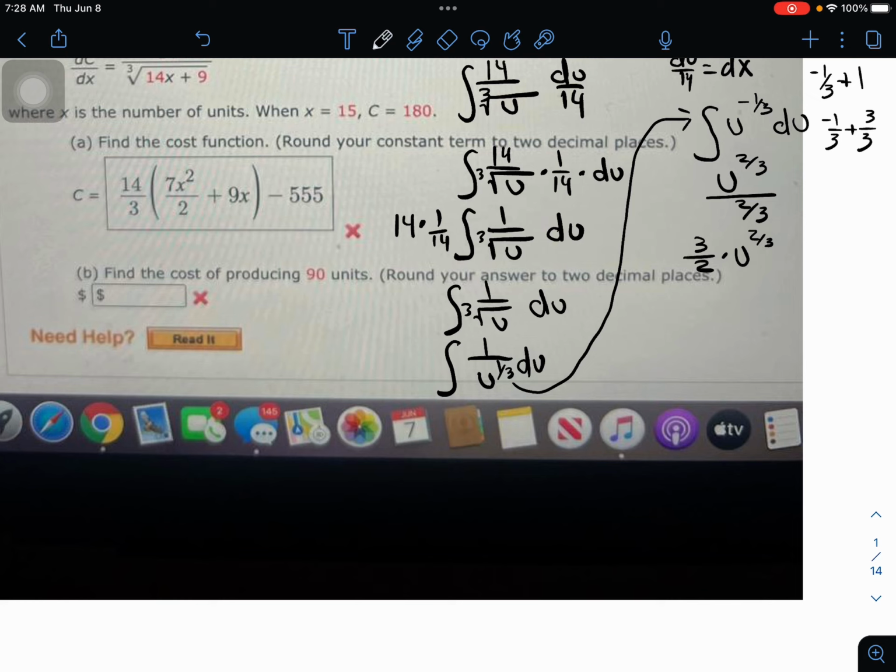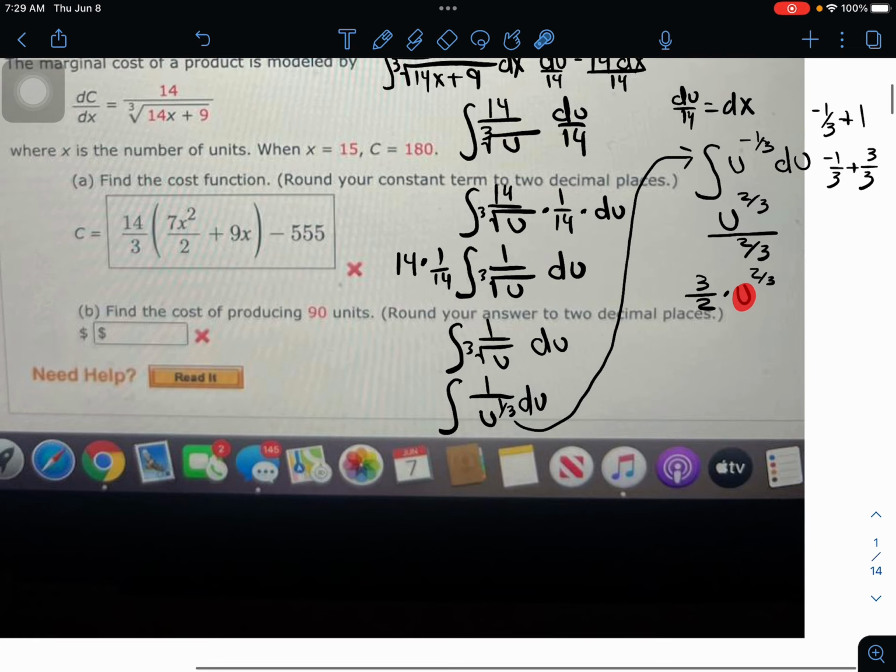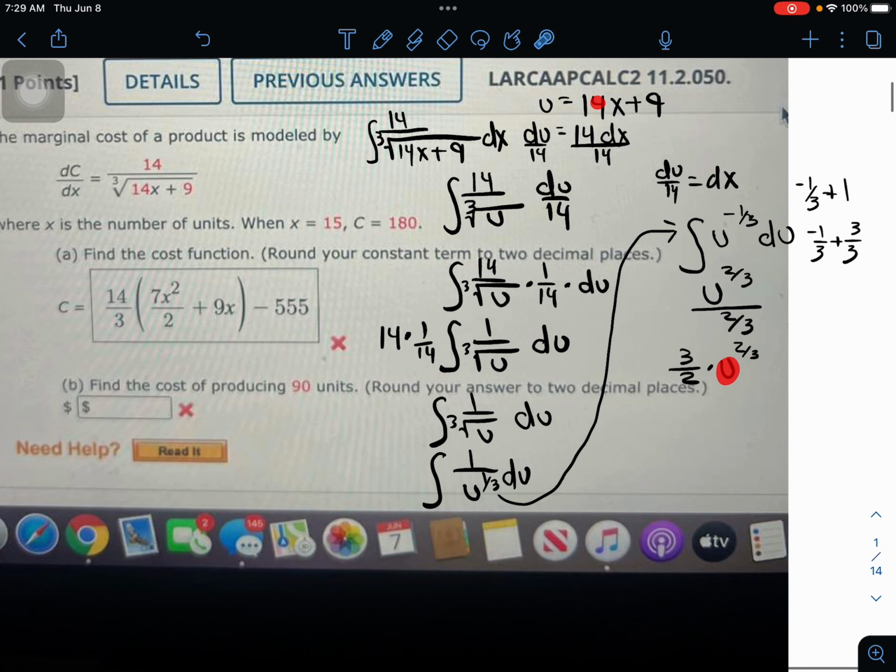We're almost done with this part of it. But I know what the u is, so I'm going to substitute back in for u. You remember from the very beginning of the problem, u, we said, was 14x plus 9. So it's going to be 3 halves, it won't be u anymore, it's going to be 14x plus 9 to the 2/3.